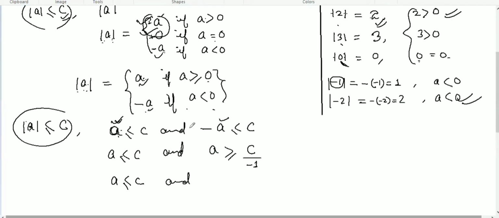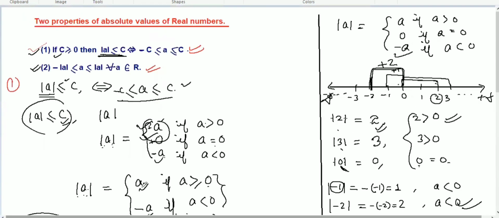So I am taking both ways. Okay, so A will be greater than or equal to minus C. So from these two, what you can say is A will be less than or equal to C. A will be less than or equal to C here, and A is also greater than or equal to minus C, which we just proved here. Thus, this is the first property.